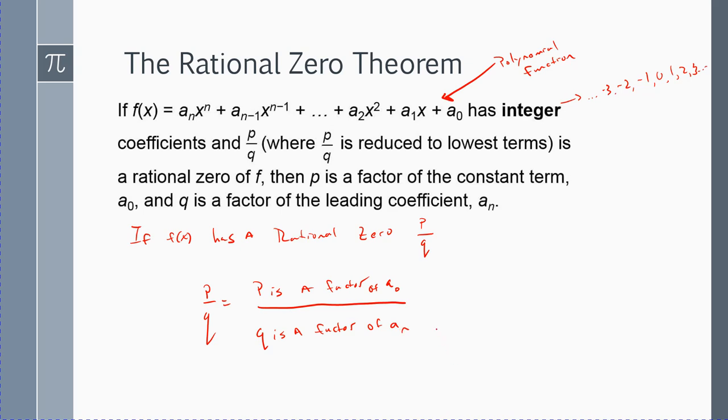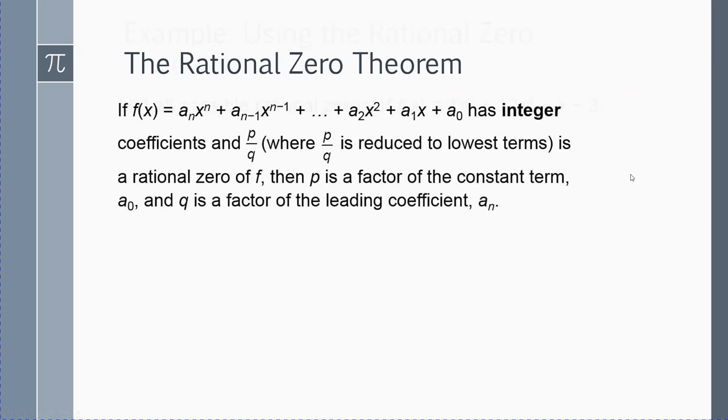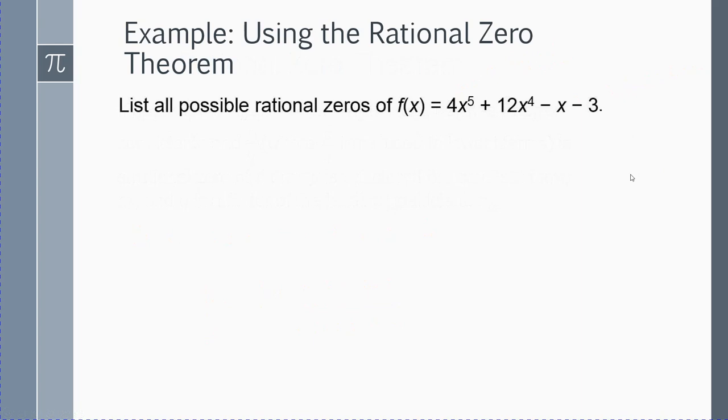So it turns out, and this is really cool actually, if it has a rational zero, that rational zero is a fraction where the numerator p is a factor of the constant term, and the denominator q is a factor of the leading coefficient. It seems a little confusing, but trust me, after you see a bunch of examples throughout the lecture, it'll make sense. So here's the first example.